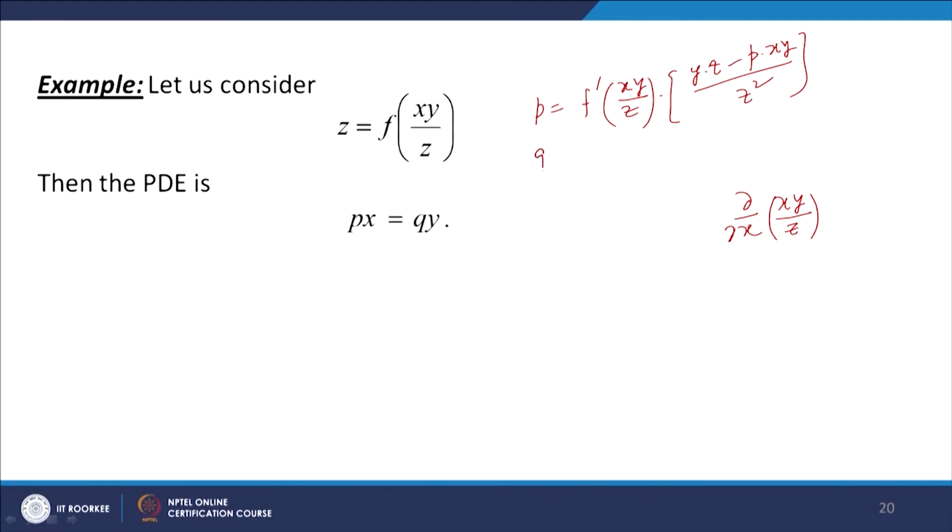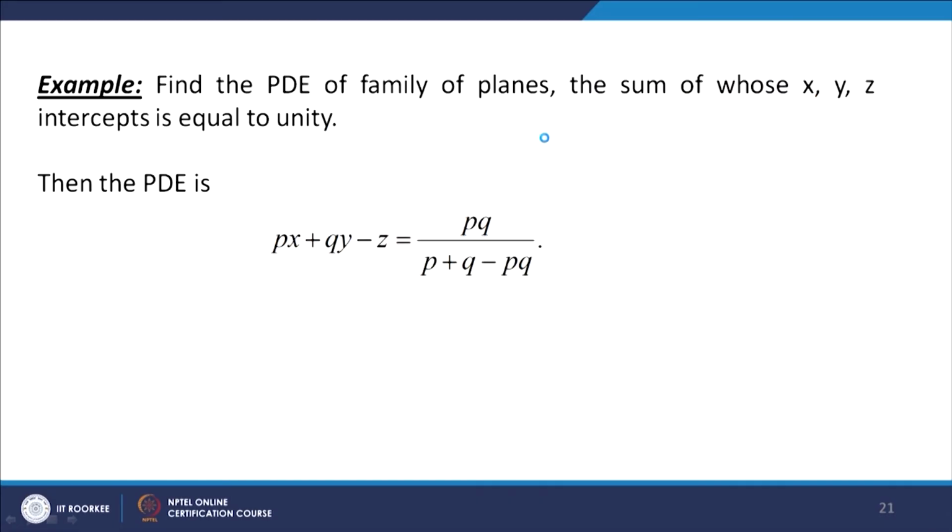Similarly, when we differentiate with respect to y, we take the derivative of the numerator with respect to y. So we get x into z minus q into xy, over z squared. Now we can divide to eliminate f prime of xy over z, and we will arrive at px equal to qy.